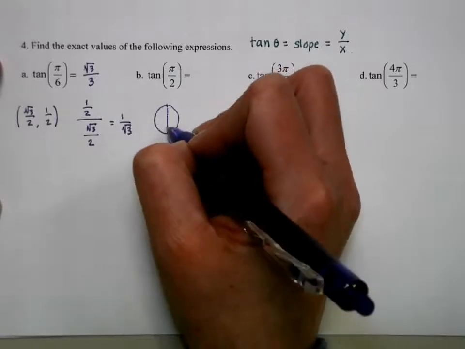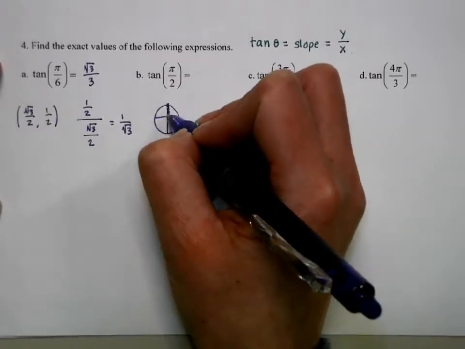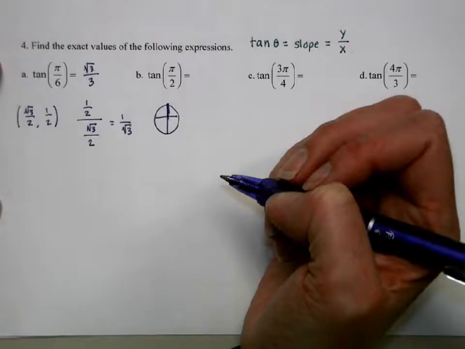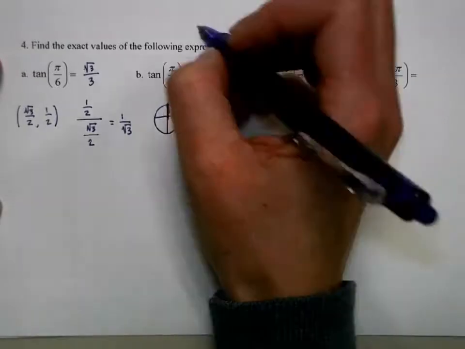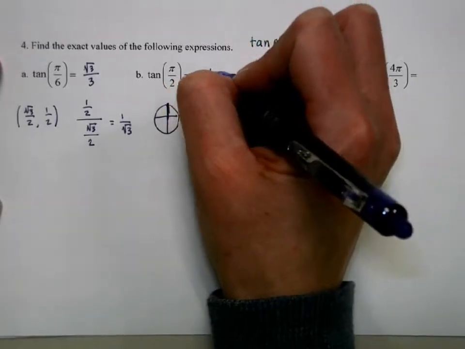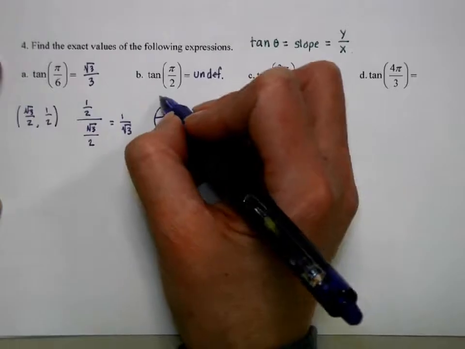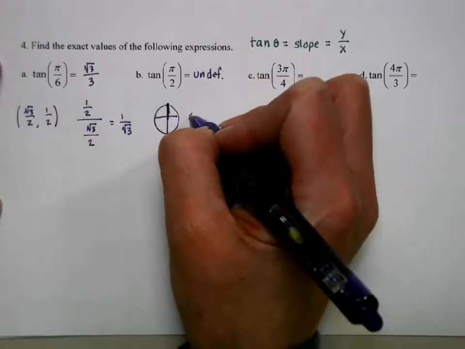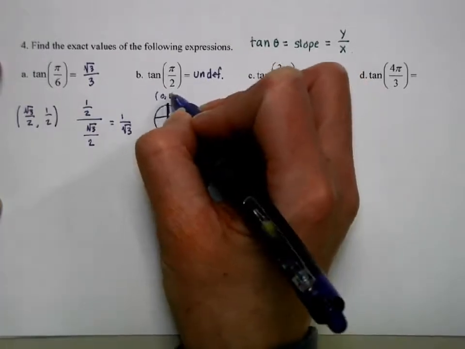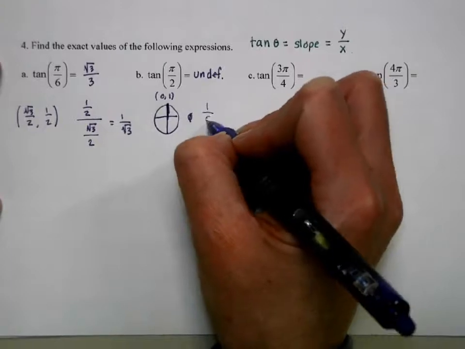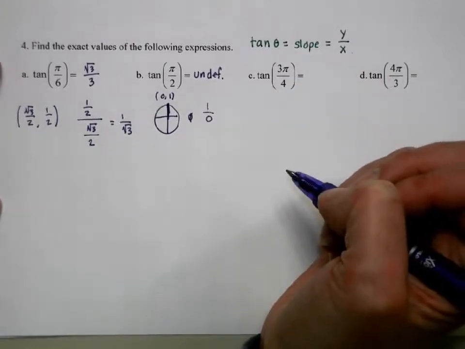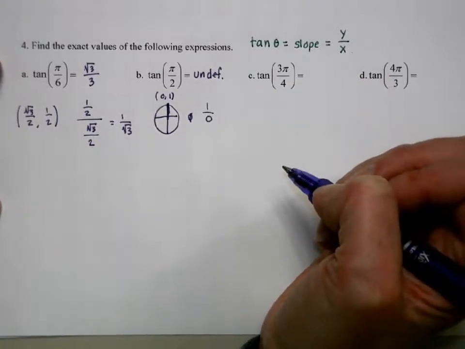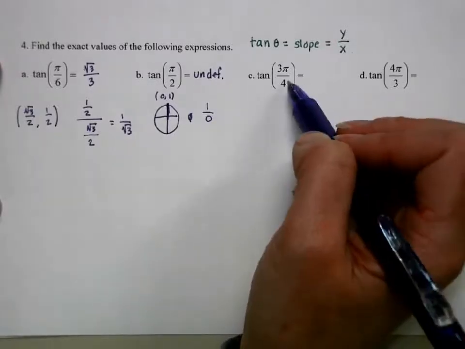Graphically, if we're looking here, that's a vertical angle. That's a vertical slope, which means this is going to be undefined. Numerically, the coordinates there are, I'll put it up here, 0, 1. So if I do the y value over the x value, we end up dividing by 0, which gets us undefined.